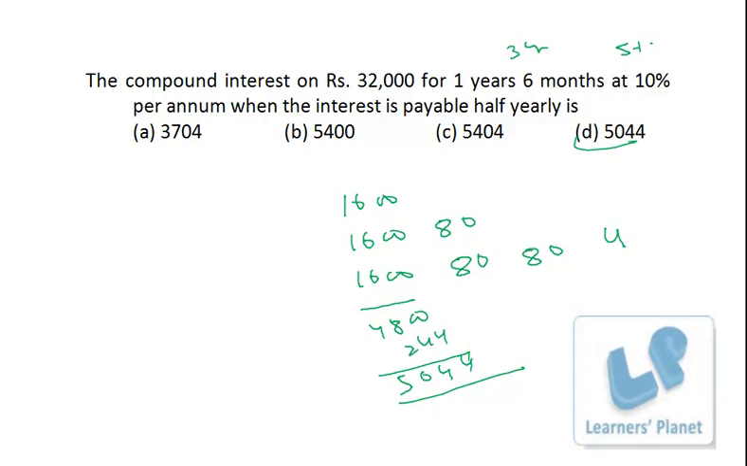Pretty simple. And if you are asked what is the difference between compound interest and simple interest for this amount, for 1 year 6 months at 10%, so that will be 244 rupees.